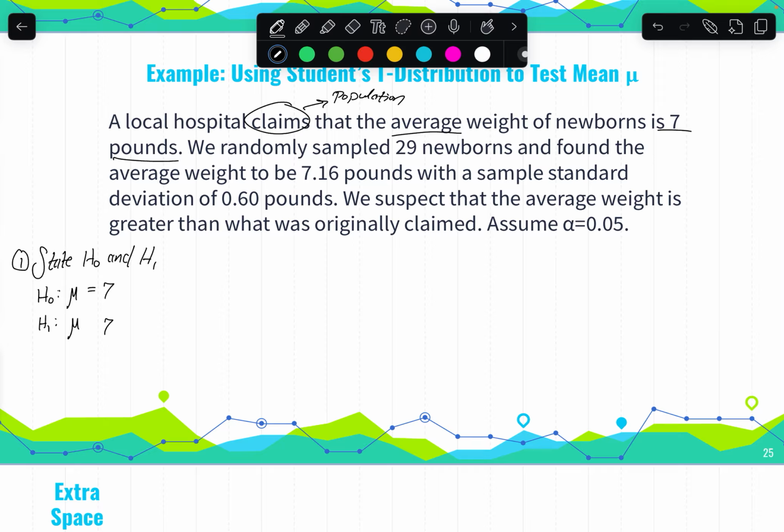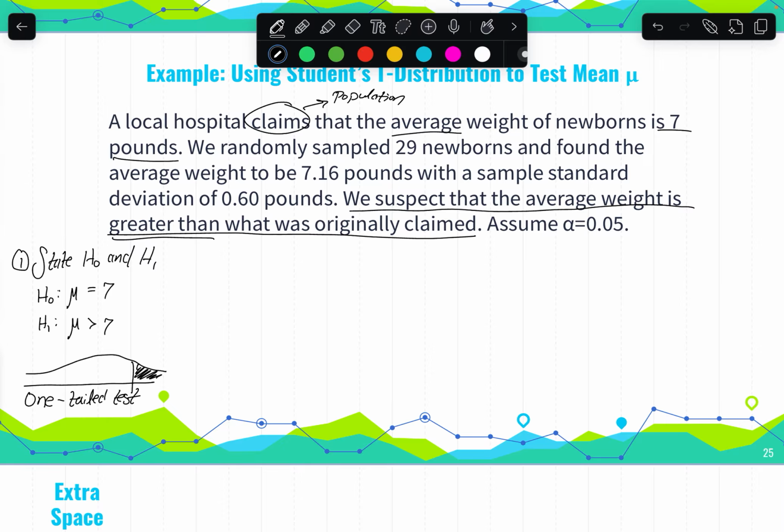Are we doing a left-tailed test, a right-tailed test, or a two-tailed test? In this case, we're only looking at one-tailed versus two-tailed. Here, we suspect that the average weight is greater than what was originally claimed. Greater than means looking at the area to the right, so we're looking at mu being greater than 7. Visually, that looks something like this. So we are working with a one-tailed test here, because we only have one tail shaded.